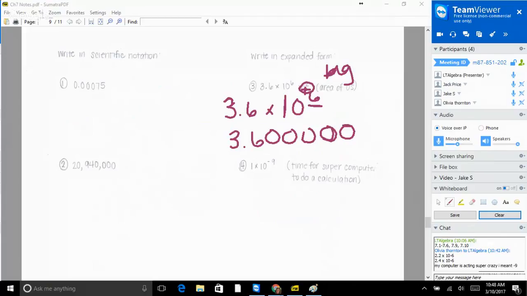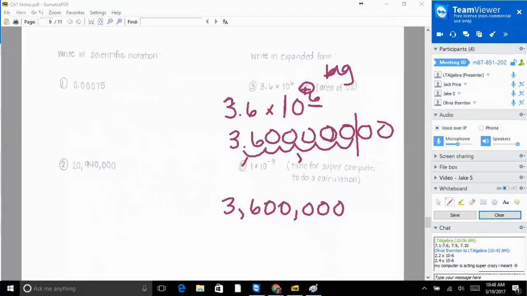We're going to add some zeros on because we're allowed to do that. So it's times 10 to the 6. The decimal is going to move 6 places: 1, 2, 3, 4, 5, 6. Okay, so my new number is going to be 3,600,000. That's another way to write 3.6 times 10 to the 6th power.